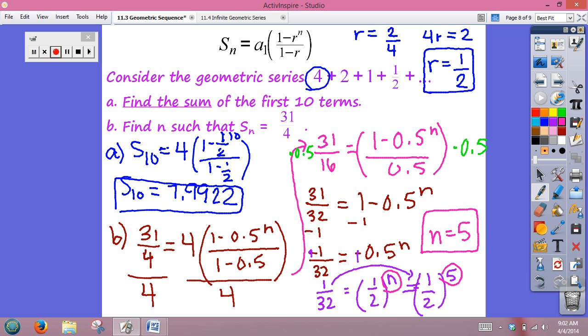One other way that you could have solved this problem is to use logs. That would be another way to solve this equation. Logs are a little bit trickier, but we definitely know how to do that. So if you wouldn't have been able to figure out that 1 over 32 was equal to 1/2 to the 5th power, you could have used logs to solve this problem, and you would have also determined that n equals 5.